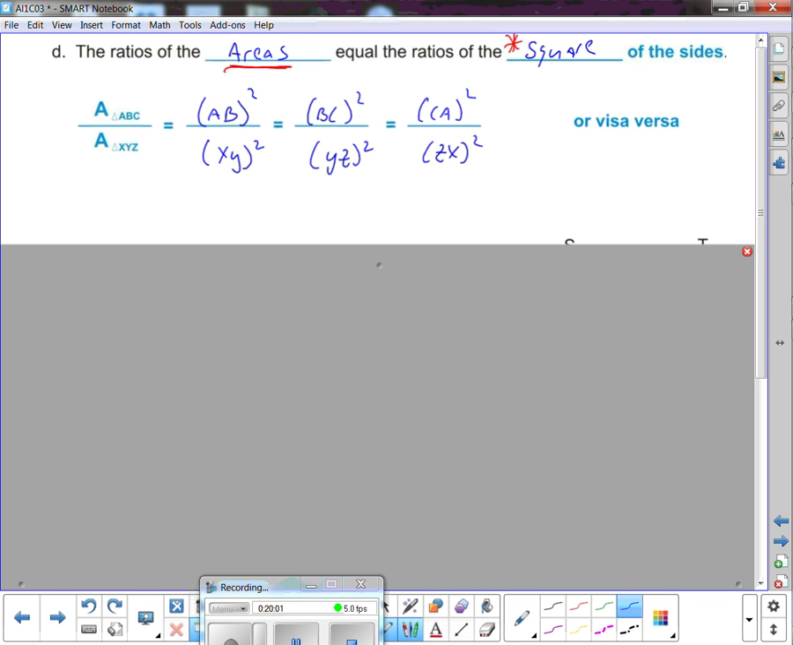What have I noticed in all my years of teaching? Students forget to square when doing the areas. Okay, you're going to get it wrong. So perimeter, you're adding. It's just normal, same ratio. But area, remember, to get the area of a rectangle, it's what? Base times height. You're multiplying. And that's why we got to square those sides. You can't forget that. If you forget that, you're going to get it wrong.